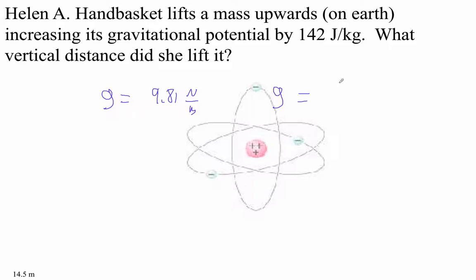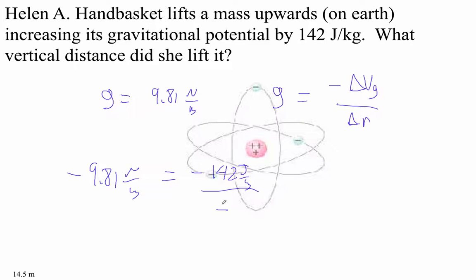We've got g equal to the opposite of the change in gravitational potential over r, right? So negative 9.81 newtons per kilogram equals the opposite of 142 joules per kilogram over the change in r, right? And of course the minus signs will make the change in r come out positive, right? I think it's this divided by this, right?